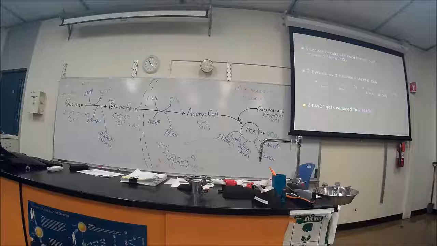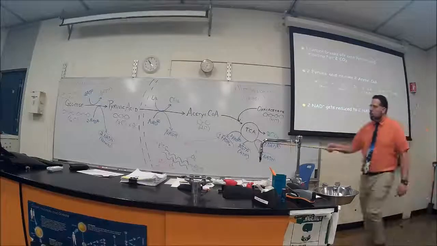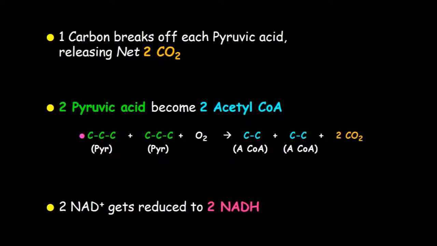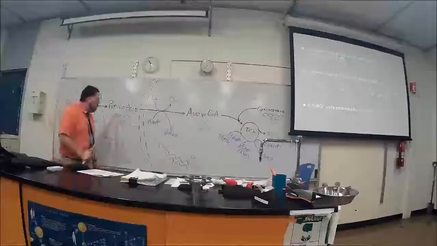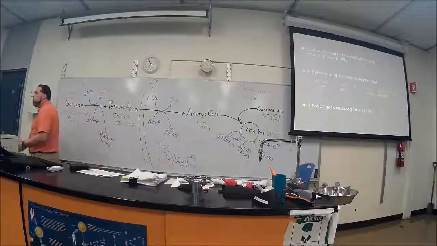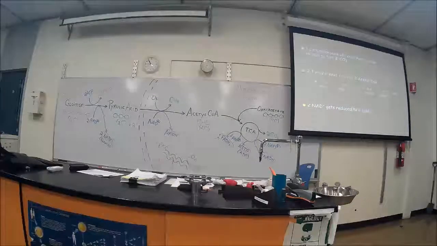Also, 2 NAD pluses get reduced to 2 NADHs, which are shown right here. Again, I'm only showing one, because I'm only talking about one pyruvic acid. So there's a total of 2 per glucose molecule. Be careful on my exams when I say, what do you get from one glucose molecule? Whatever numbers you get, you've got to multiply by 2 at those proper places.